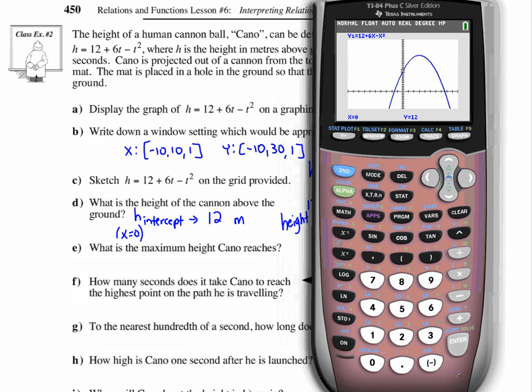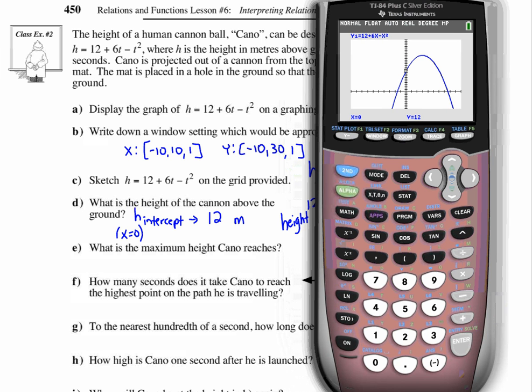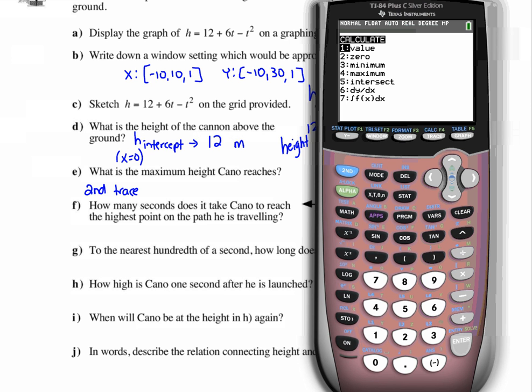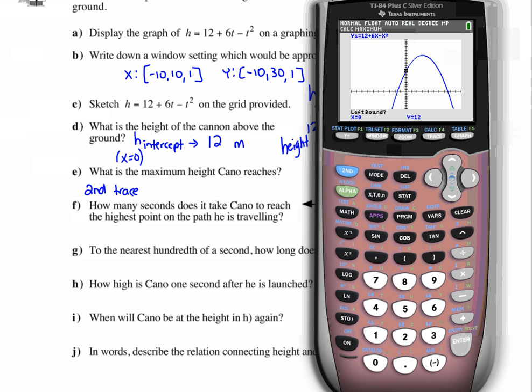What is the maximum height the canoe reaches? You haven't learned how to do this yet. I'll teach you how. Second trace. Guess which one we want. Second trace, number 4, we want the maximum. Okay, now be very careful. It says left bound. So second trace for max is what we wanted.